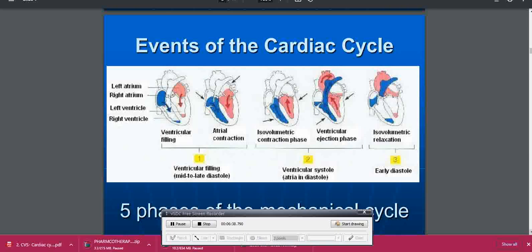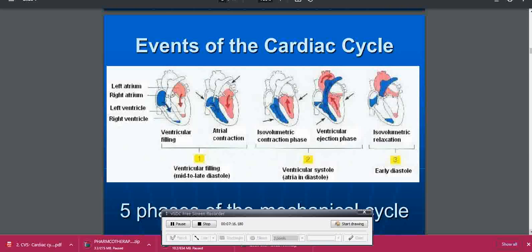During the atrial contraction, immediately the ventricles are full, we have atrial contraction. Atrial contraction will also help the filling of the ventricle, because beneath the atrium we have the ventricle. So when the atrium contracts, the ventricles get filled. Let's talk about the right atrium. The right atrium will contract, and then the right ventricle will be filled. Similarly, when the left atrium contracts, the left ventricle will also be filled.